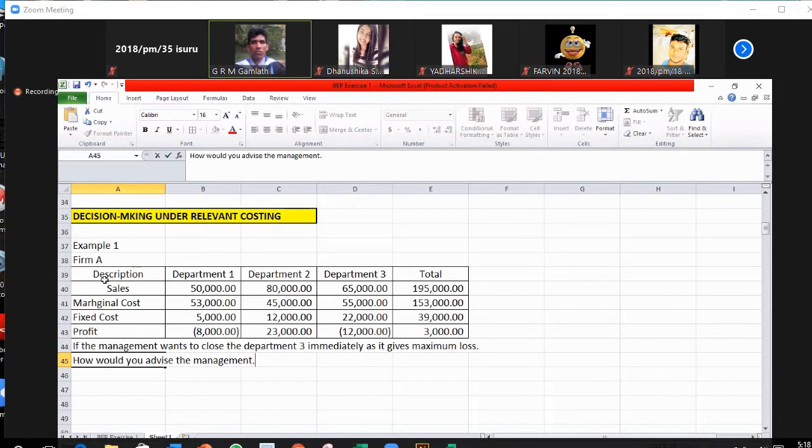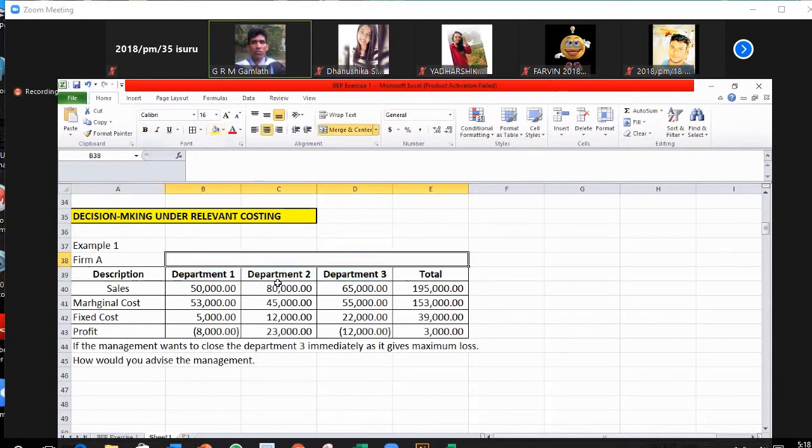According to this, there are three departments. Healthcare, here all values are in rupees. This is department one, department two, department three. Then sales are there, marginal cost means that is variable cost. Fixed cost is there, profit is there. Department one, 8,000 loss, department two, 23,000 profit, department three, 12,000 loss.